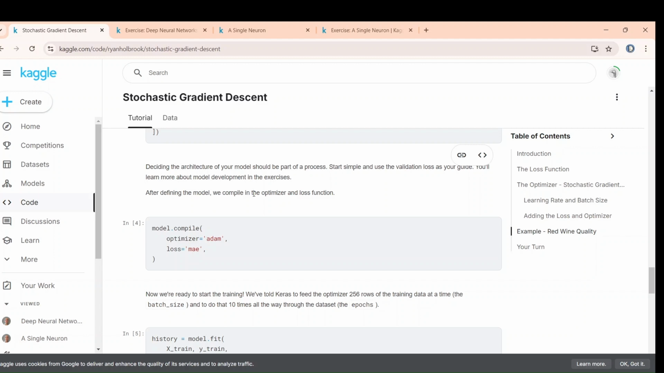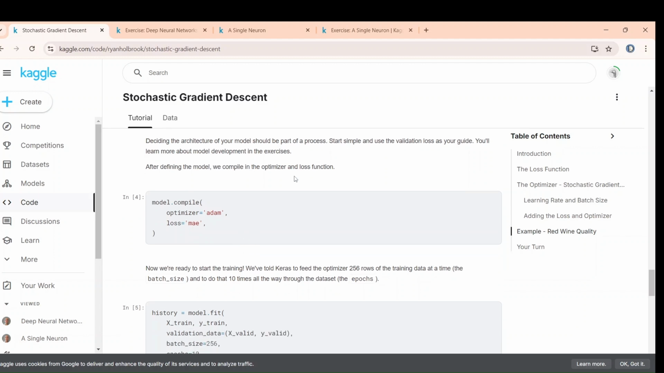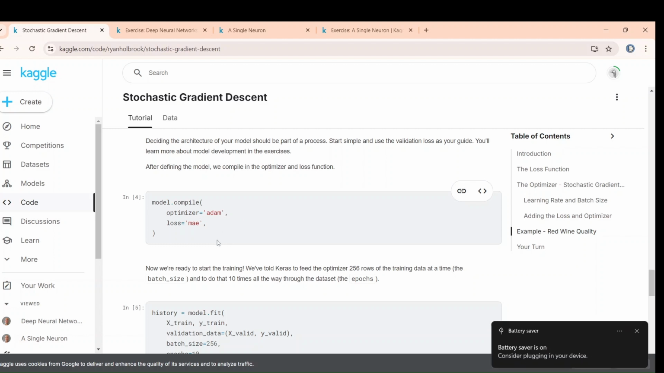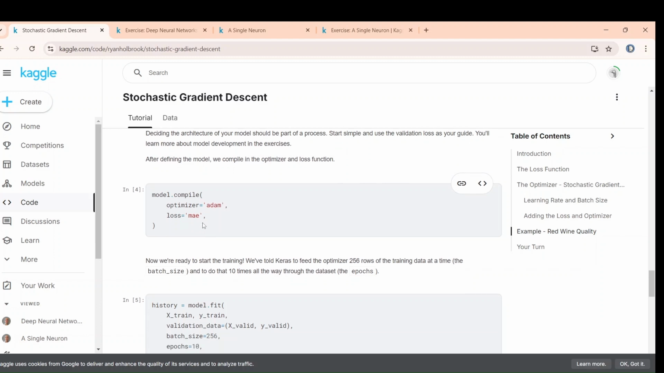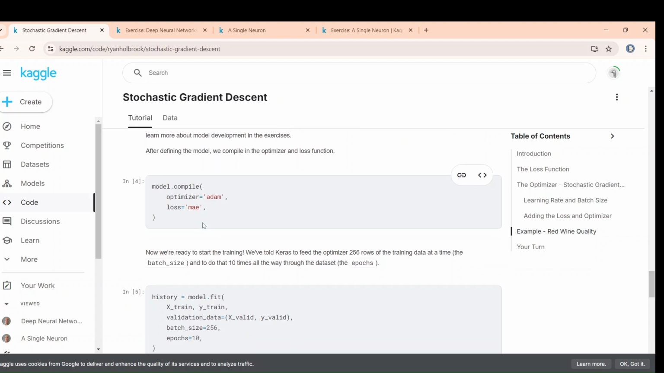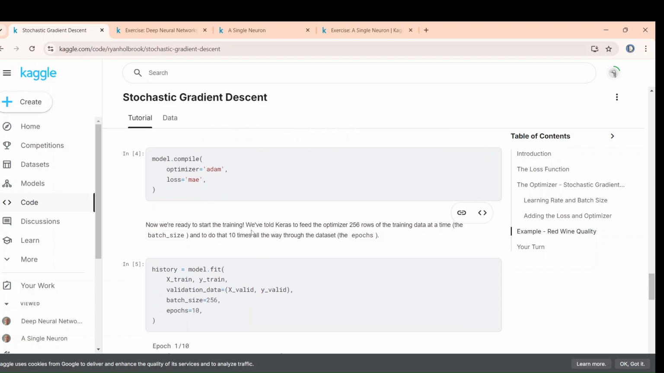After defining the model, we compile it with the optimizer and the loss function. They have used the Adam optimizer, and the loss function is MAE, mean absolute error. That is, y predicted minus y real, or y real minus y predicted. Now we are ready to start the training.